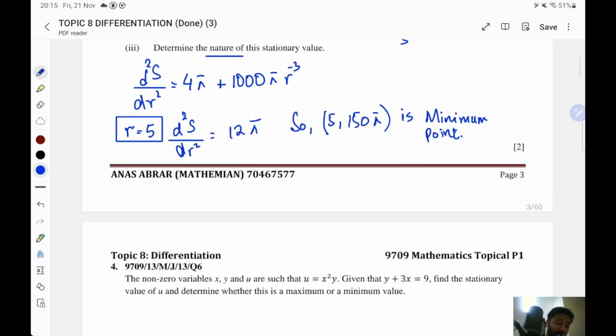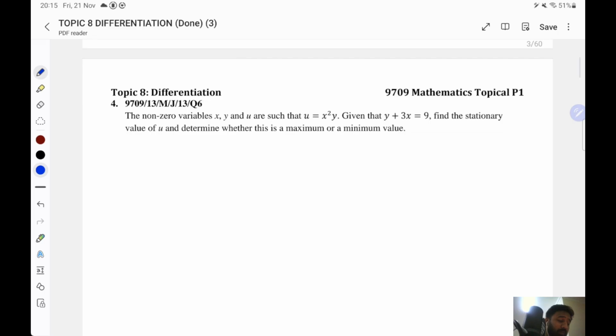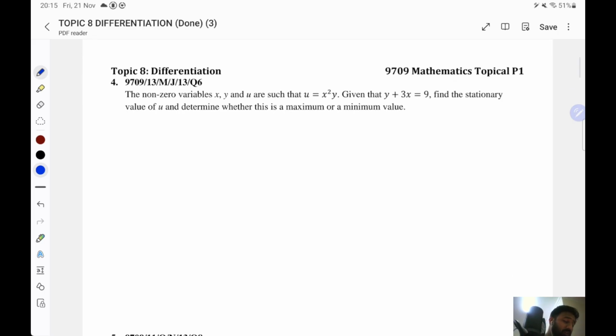Okay, or the minimum value, whatever. Okay, let's move forward to the next question, which is from May-June 2013, paper 1-3, question number 6. It says the non-zero variables.